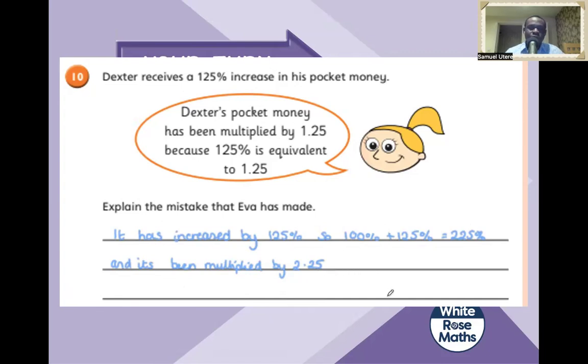So let me explain this even a bit more. Remember, Dexter already had 100%. Whatever Dexter had is 100%. Now it's increased by 125%. So we need to add this to what Dexter had before. So that's why it should be 225% that we need to be using to multiply what Dexter had before, to find the actual amount that Dexter will have after the increase.